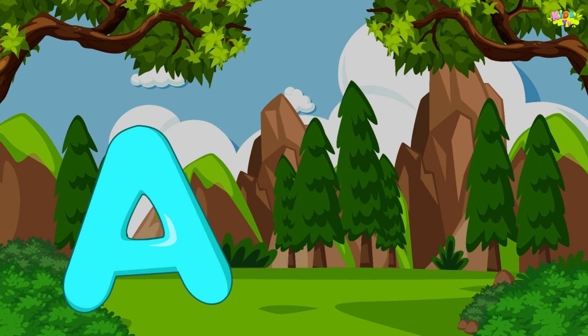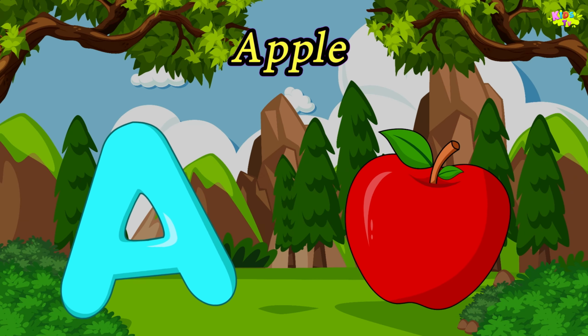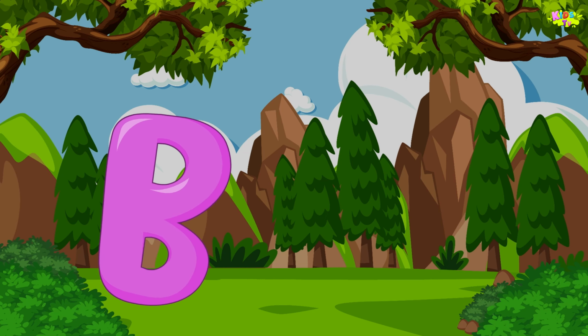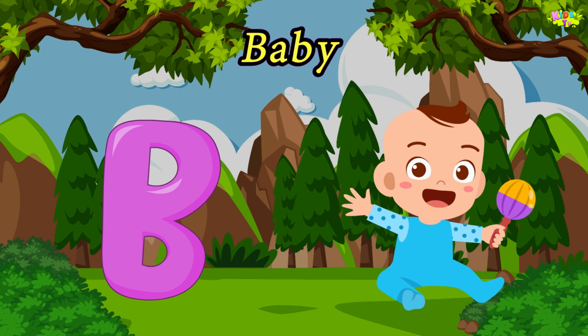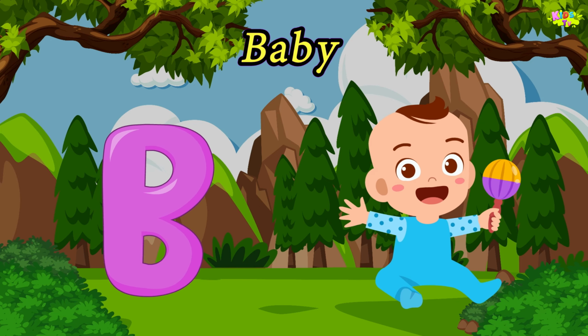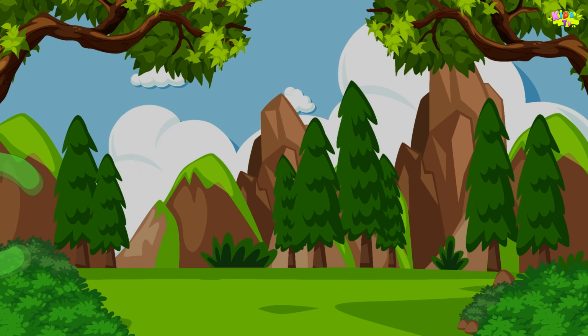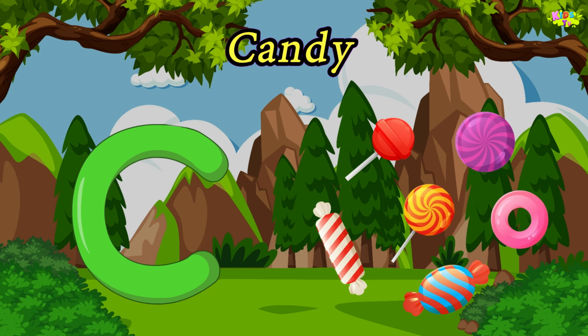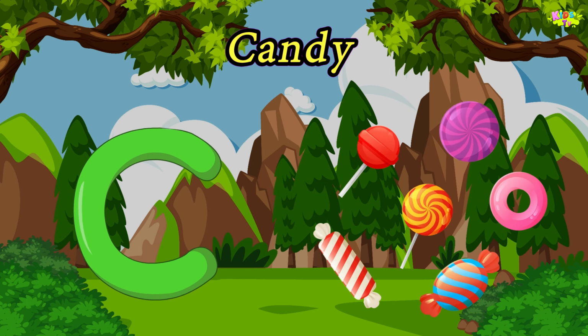A is for apple, a, a, apple, a, a, apple, a, apple. B is for baby, ba, ba, baby, B, baby. C is for candy, c, c, candy, C, candy.